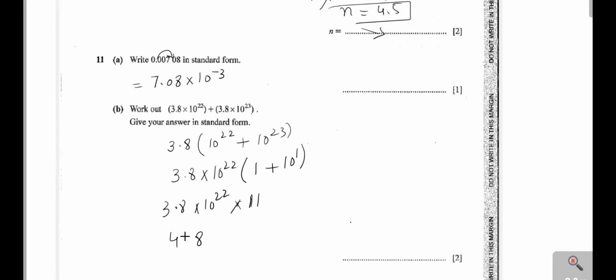3.8 multiply 11, it becomes 41.8 into 10 power 22. We shift this decimal from right to left side one digit. Therefore, we can write this 4.18 into 10 power 22 plus 1. Therefore, 4.18 into 10 power 23 would be the answer.